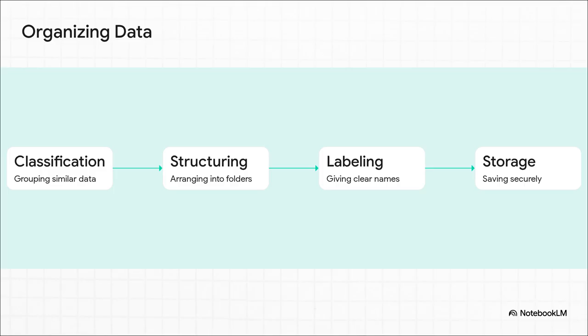But wait, once you collect it, you can't just leave it in a giant messy pile, right? Effective data organization is absolutely critical so you don't lose your files. There are 4 main steps to doing this like a pro. Step 1 is classification, grouping similar kinds of data together. Step 2 is structuring, arranging that data neatly into separate folders or tables. Step 3 is labeling, giving your data correct, clear, and descriptive names so you actually know what it is. And step 4 is storage, saving your data in appropriate and secure systems.